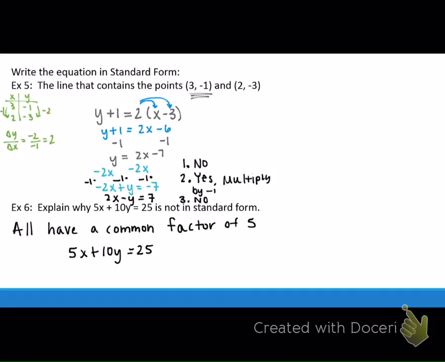So, Kelly, what will I have to do then to get it into standard form? Just divide everything by 5. So divide by 5. So I get x plus 2y equals 5. So if you're going to divide and it creates a fraction, you know that's not a common factor. But if it doesn't create a fraction, then you are fine. There's no negative A value and there's no fractions. So that is now in standard form.